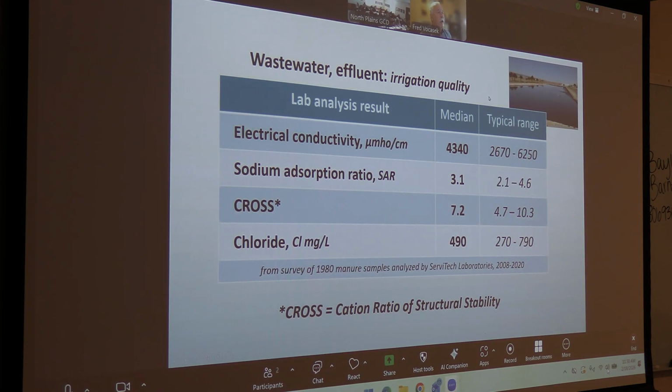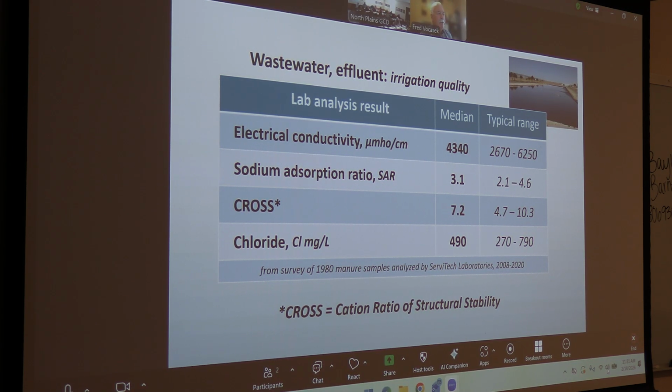Now, when we look at irrigation quality rather than nutrient content, these are the irrigation quality parameters. We potentially have a high salt content, and that's something we need to watch on these effluent irrigated fields. Take a look at our salts. Now, the sodium absorption, not so much. But I talked about CROSS, and with the CROSS, we include potassium in there. And to a degree, potassium acts somewhat like sodium.